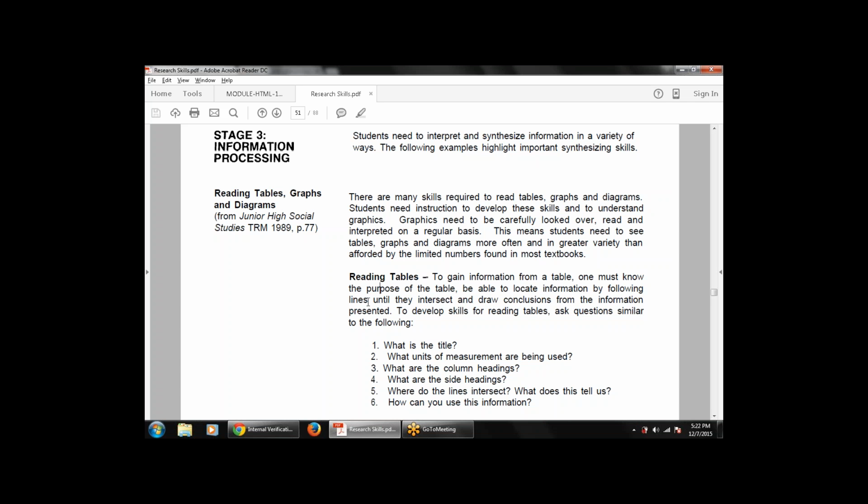So first is what is the main title, then what units of measurement are being used, then what are the various column headings, then what are the various side headings, then where do the lines intersect, and what does this tell you? That means if the lines intersect with each other, what is the main scenario, what is the main purpose of this.